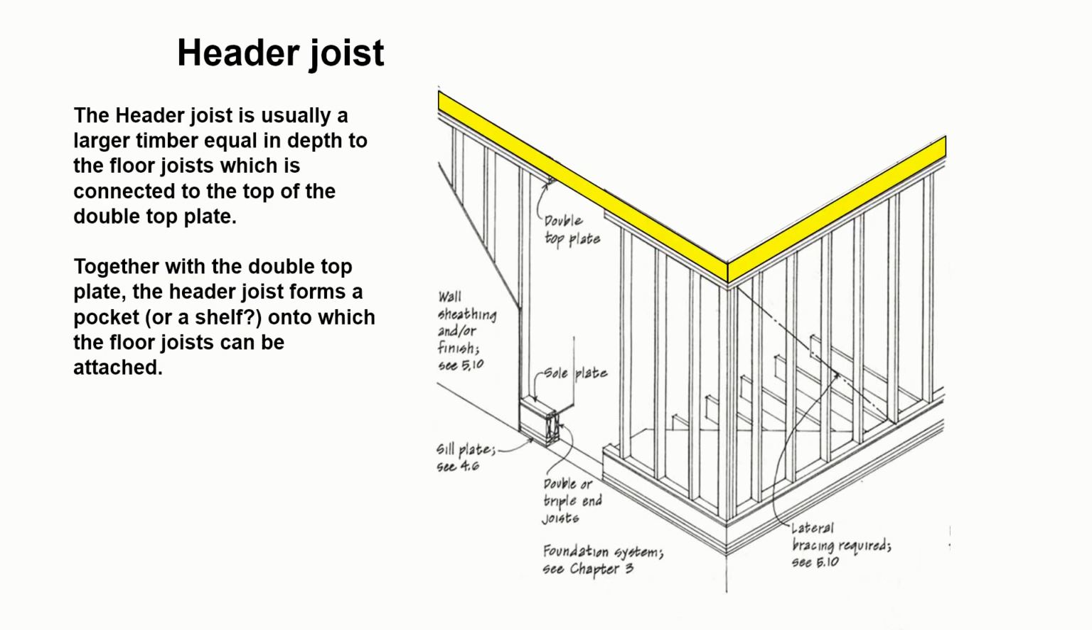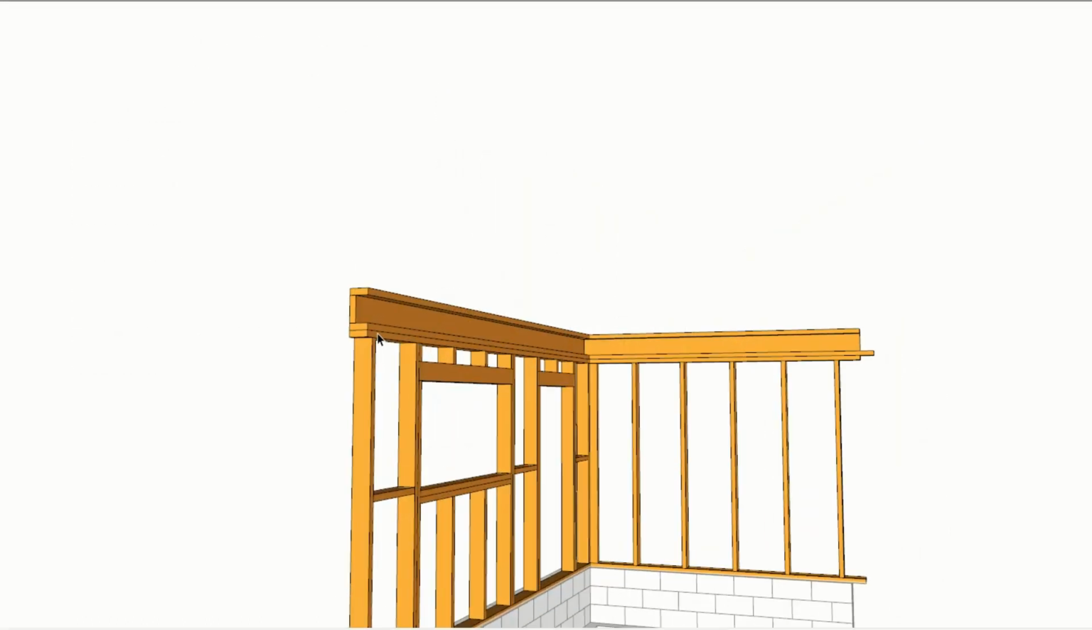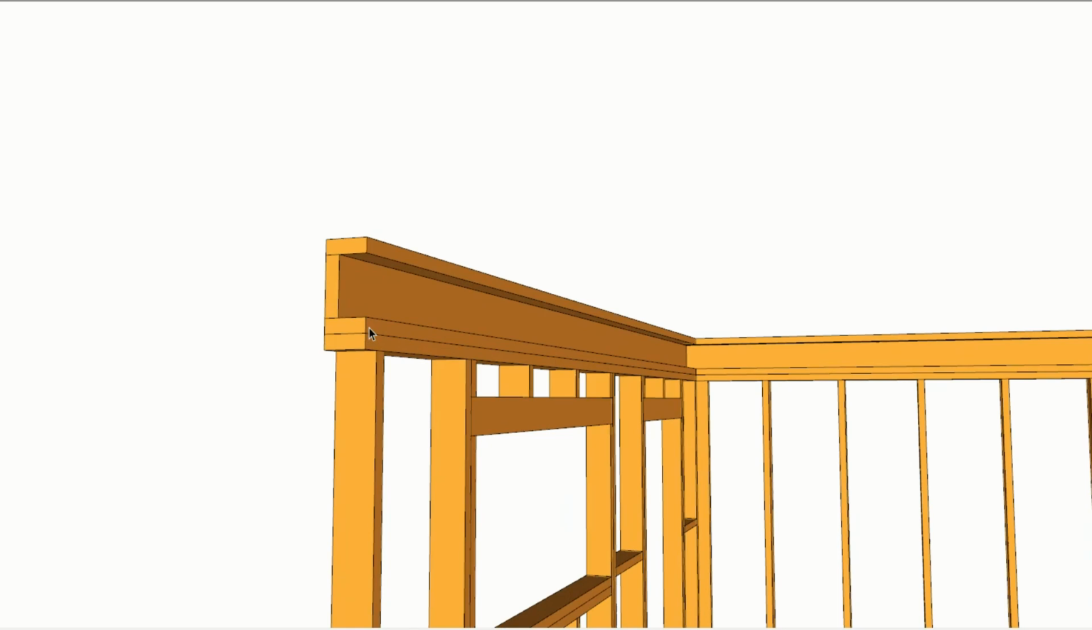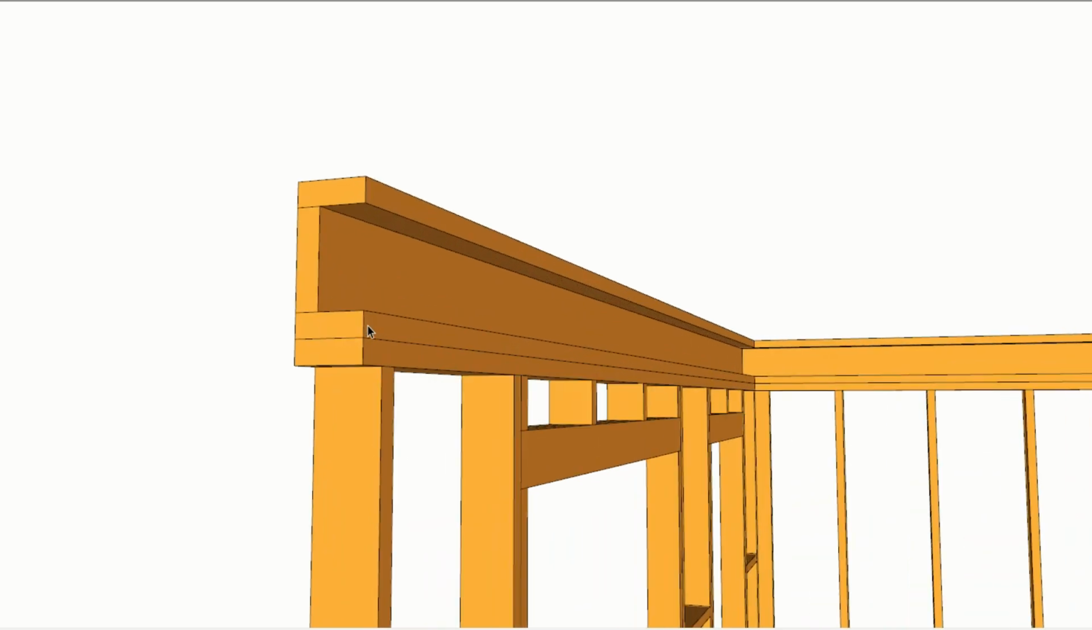And onto that we would install a header joist, so the joists being the elements that span from one side of the wall to the other to form a floor. The header joist would be the same depth as them. It sits vertically on top of the double top plate and creates the back of a shelf or a pocket into which the joist can be installed.